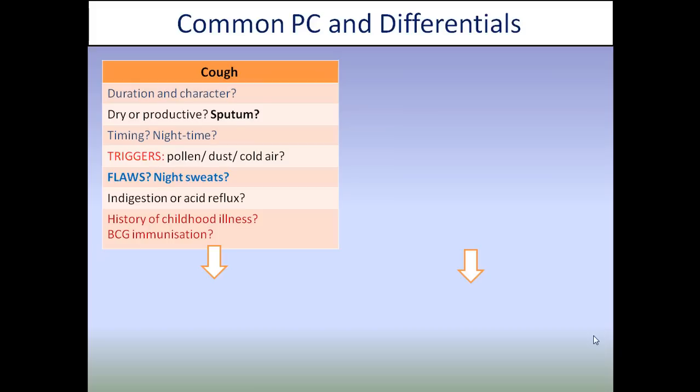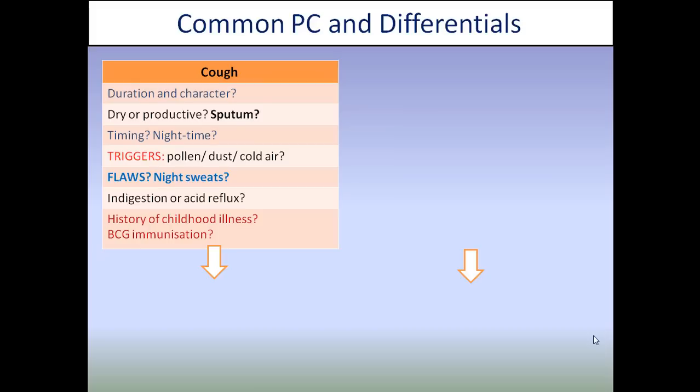Coughs can often have triggers, so you need to inquire about pollen, dust and cold air exposure, as these are very common triggers, and this could be associated with asthma. As with most histories, it's really important to rule out any red flag symptoms, to rule out malignancy. So night sweats are very characteristic of TB, but fever can be a feature of a respiratory infection.